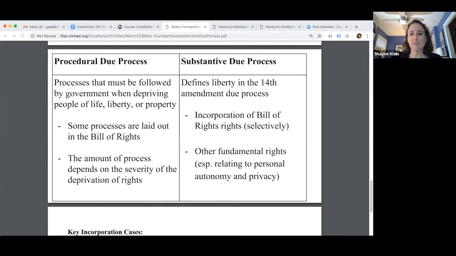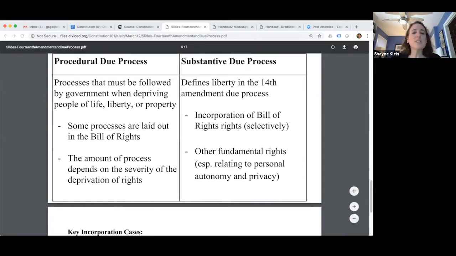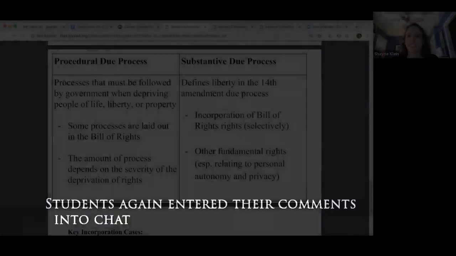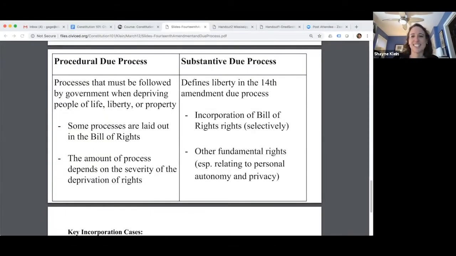So if you would, throw up in chat your first thoughts: what does government do to people that's a very large deprivation of their life, liberty, or property? What are the top three largest deprivations that government can do to people? Yeah, we got jail, right? Everybody's going to Texas, huh? Execution, yeah. So when you're going to be sent to jail for a long period of time, or for the states that still have the death penalty, if a state is going to execute you, you get a lot of procedures, right? You get a lot of appeals. You get more process, right?